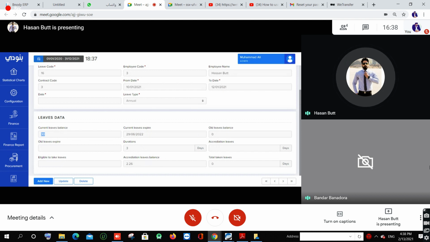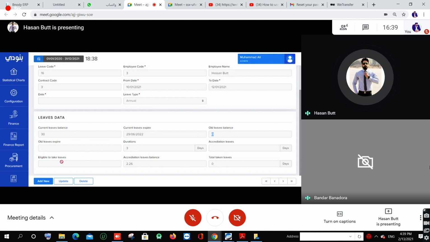So brothers, the current leaves expire on this day, the 29th of June 2022. These leaves will expire because this is the first contract. There is no old leave balance. There are no accreditation leaves, right, brothers? Yes. And there are no total taken leaves because this is the first leave that he is going to take.